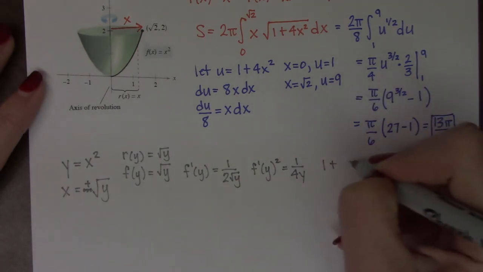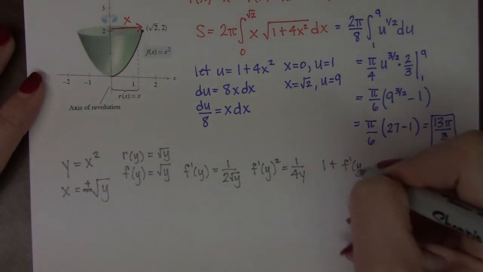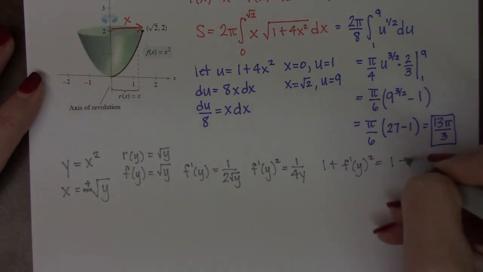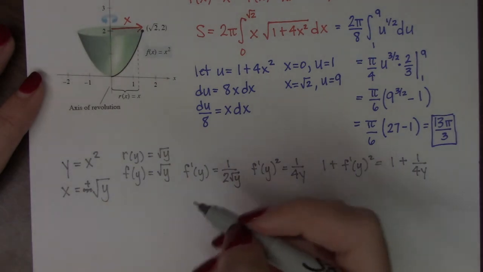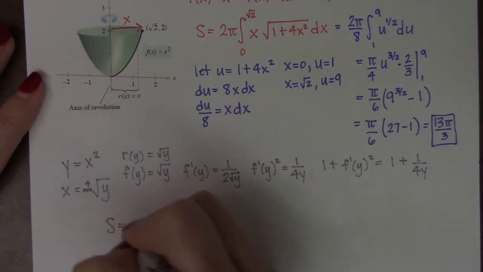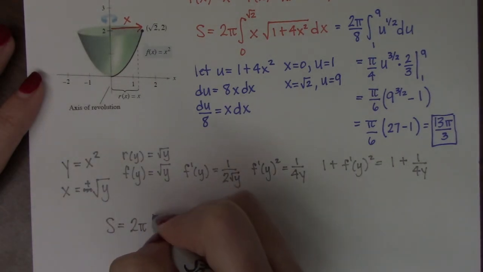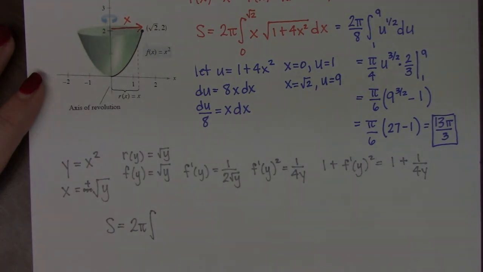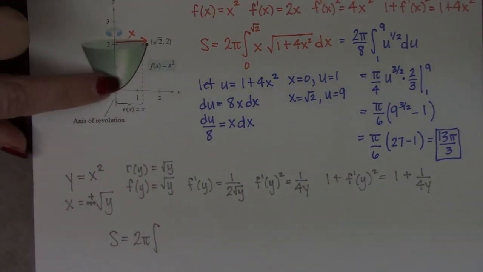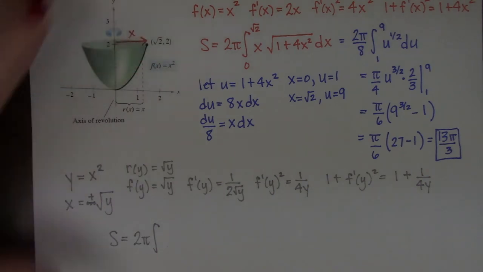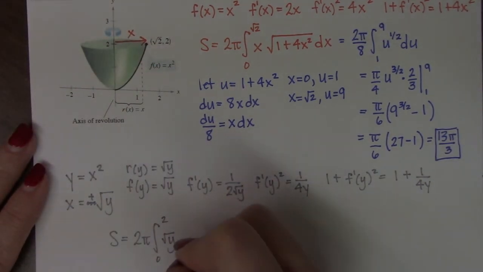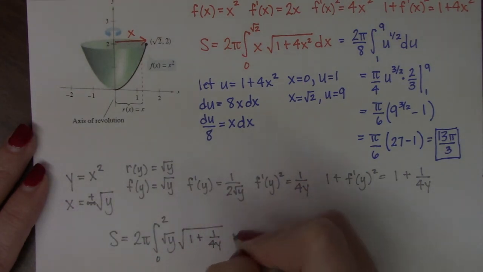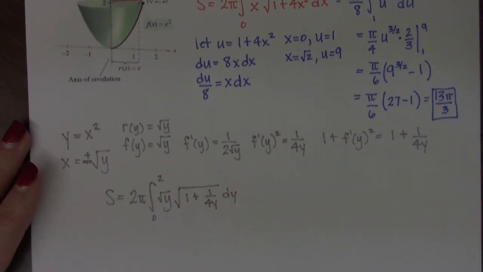So then 1 plus f prime of y squared is 1 plus 1 over 4y. Now, if I set up my surface area integral, I'll get 2 pi. Now I have to use the bounds on y. If we look at the bounds on y, y starts at 0 and goes up to 2. So this would be 0 to 2 of the square root of y times the square root of 1 plus 1 over 4y dy.